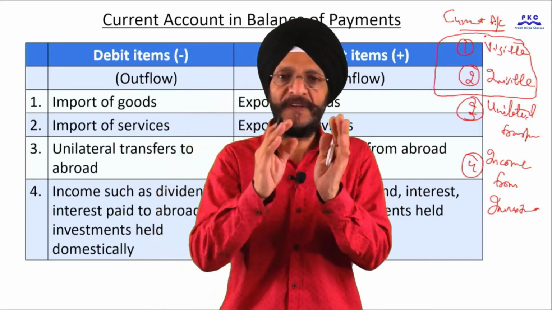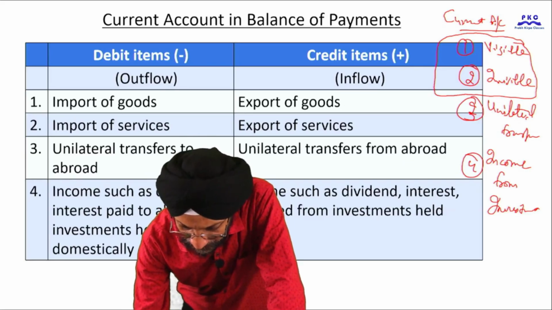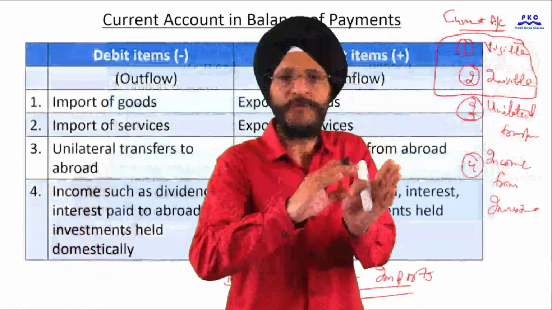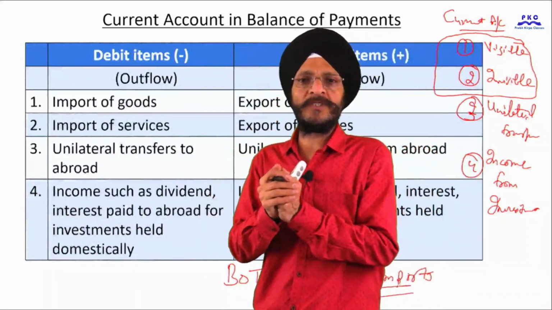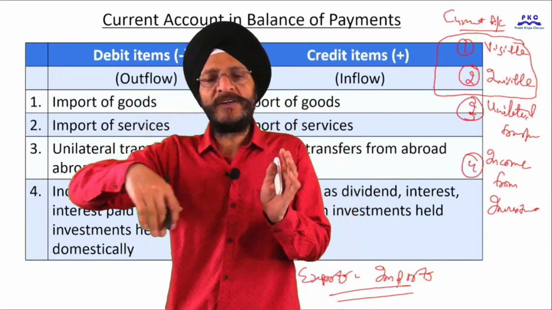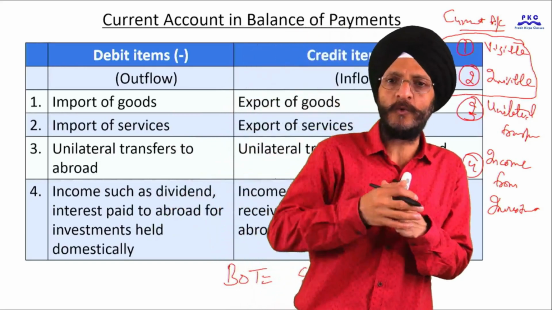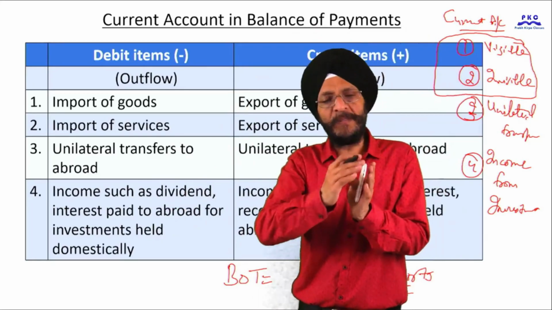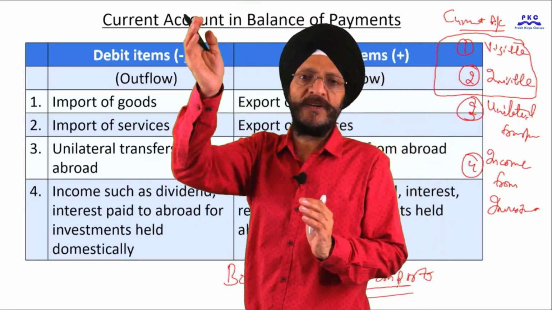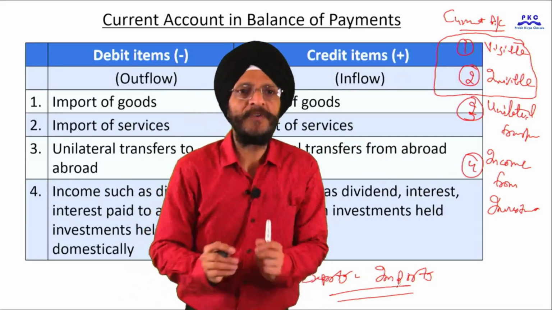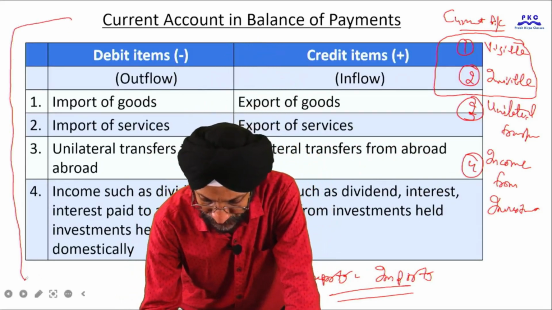Balance of trade is the difference between exports and imports. That is, exports minus imports is balance of trade, the value of exports minus value of imports. Here we are talking about exports of the country as a whole, imports of the country as a whole, all the exports which take place between the country and the rest of the world. So this is a brief overview of current account.